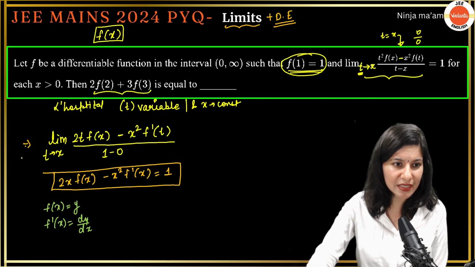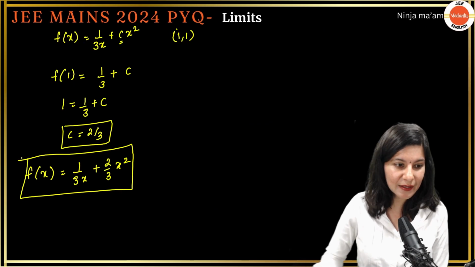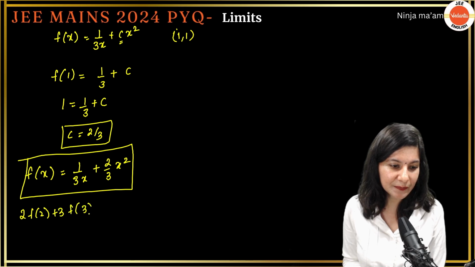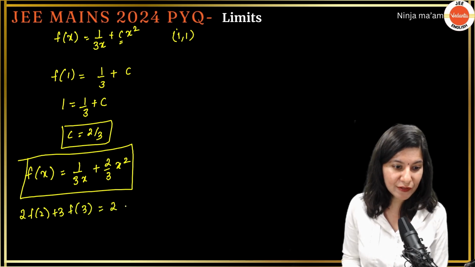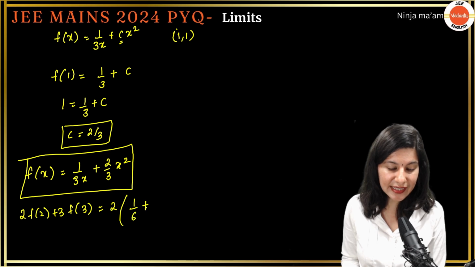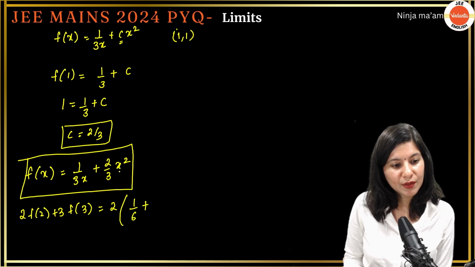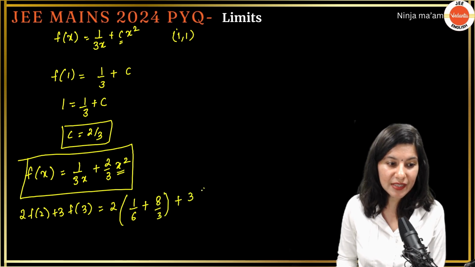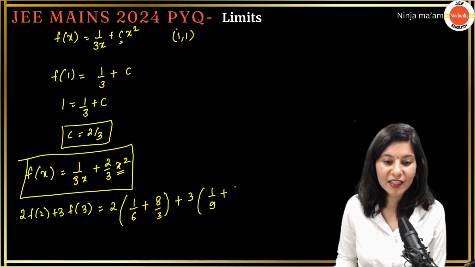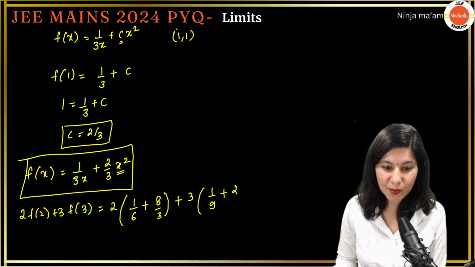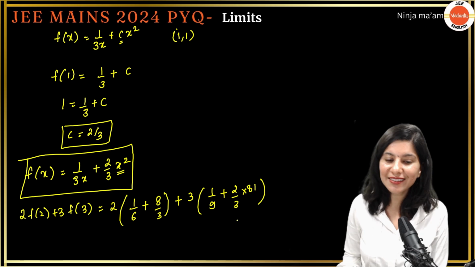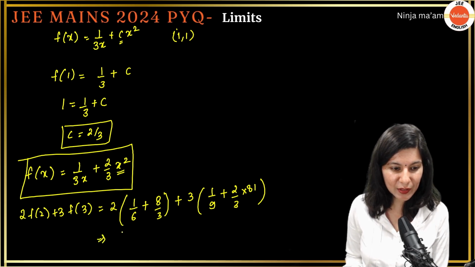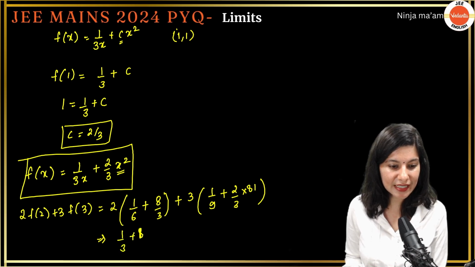Now you calculate whatever you want to. What do you want to calculate? Tell me. 2f of 2, 3f of 3, right? So yes, very easy. 2 times f of 2 plus 3 times f of 3. So 2 times f of 2: 1 by 3 into 6 plus, so this is 2 square, so 8 by 3. Plus 3 times f of 3: 1 by 9 plus 2 by 3 into 81. That's it. Done. Let's just start solving it. So the moment I multiply 2 inside this, I'm going to get 1 by 3 plus 8 by 16 by 3.